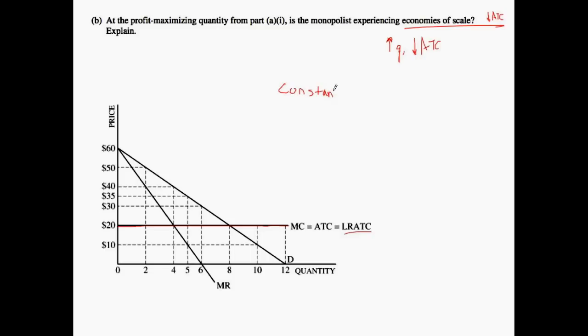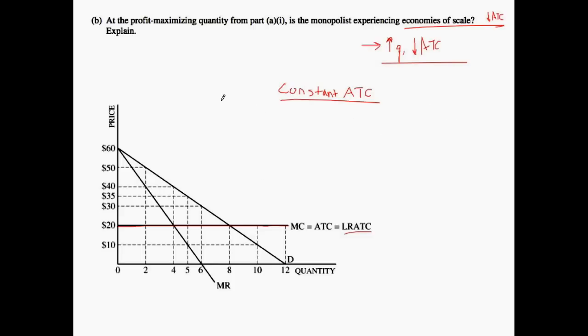A horizontal long run average total cost denotes a constant average total cost. Let's make sure that you really understand that. The core premise here is that because the slope of this long run average total cost is horizontal, we are experiencing constant average total costs. That means that regardless of how many units I produce as a firm, I'm still paying $20 per unit. So there's no economies of scale effect in which there's a decrease in average total costs.